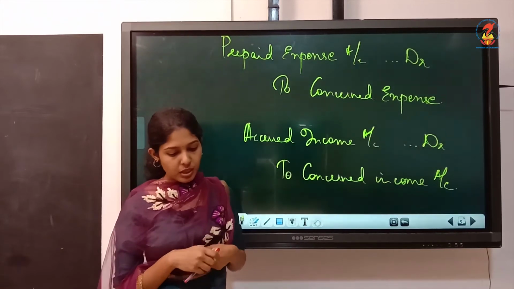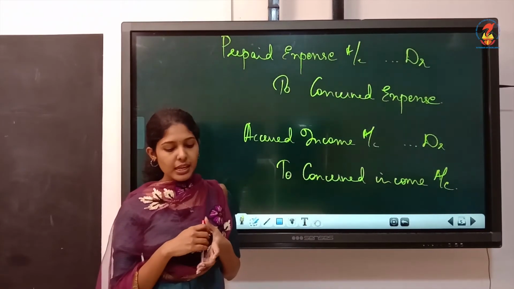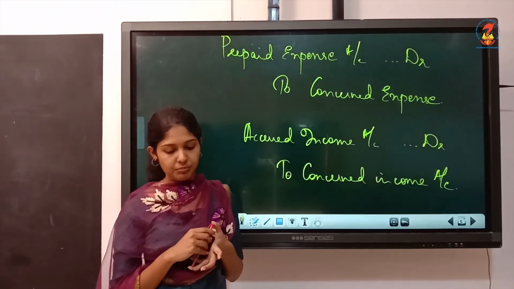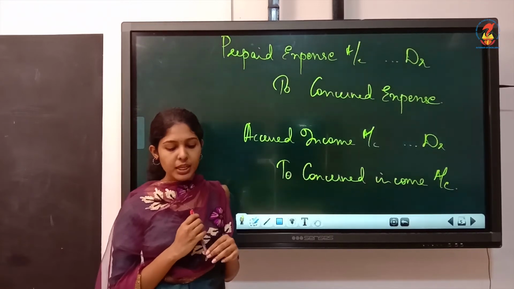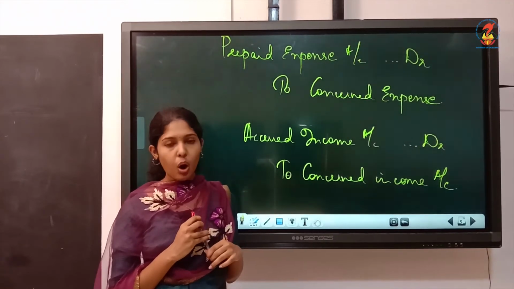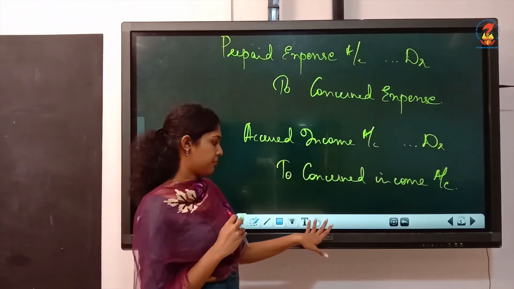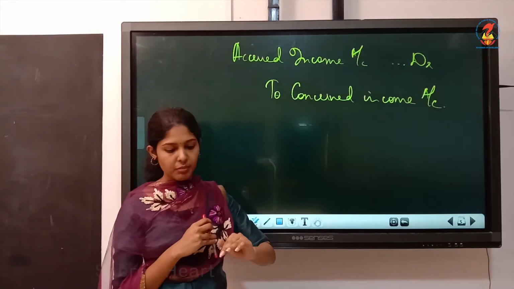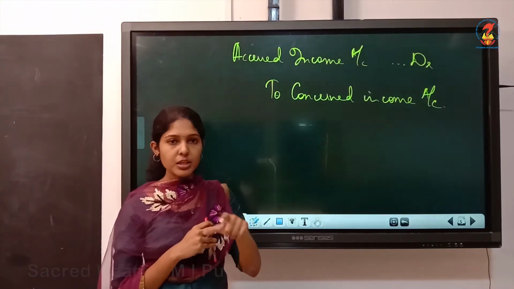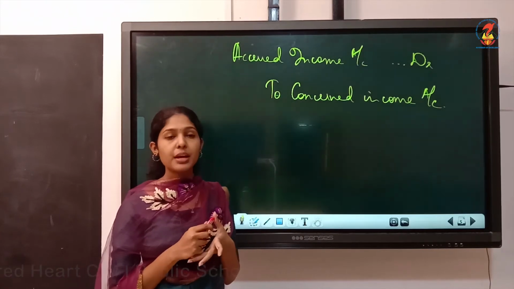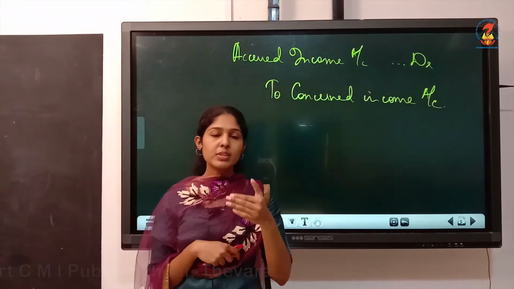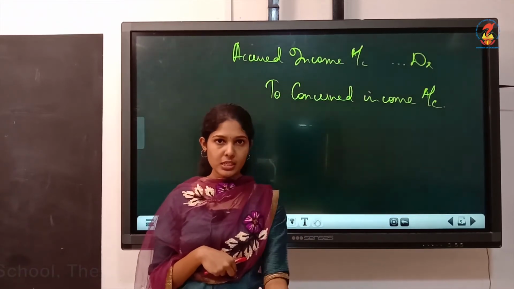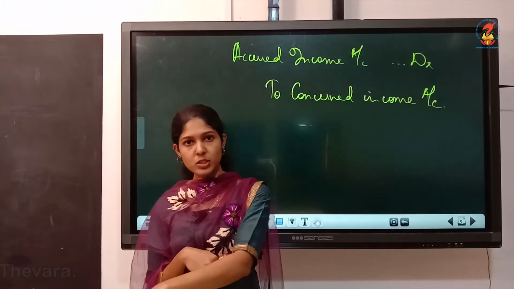Then the next one, similar one, that is income received in advance or unearned income. You write income received in advance or unearned income. The other terms also you must know. This is called unearned income, whereas accrued income called income earned but not received. Okay. Income received in advance. Income received in advance means before the date you got the amount.